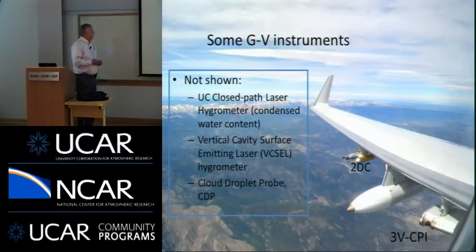Other instruments, not shown on the wing there, include the University of Colorado closed path laser hygrometer, which gives the condensed water content. It's an integrating unit. I'm also going to use some data from a vertical cavity surface emitting laser hygrometer, which will give us the ambient vapor content, and some data from the cloud droplet probe.